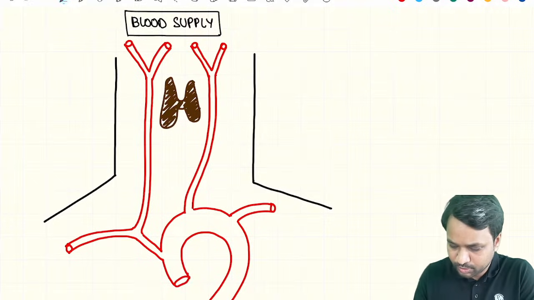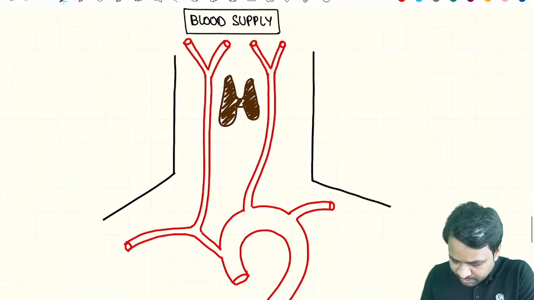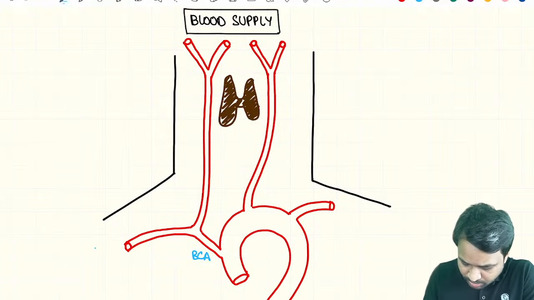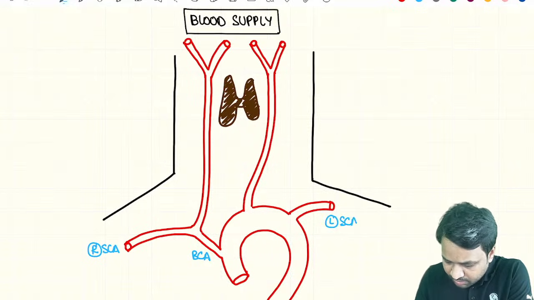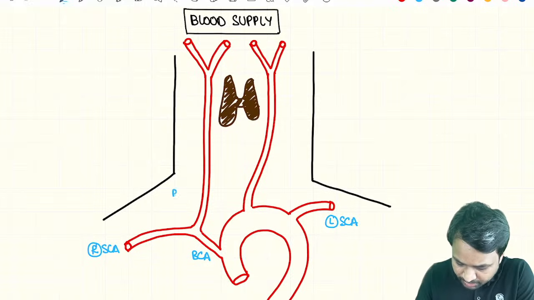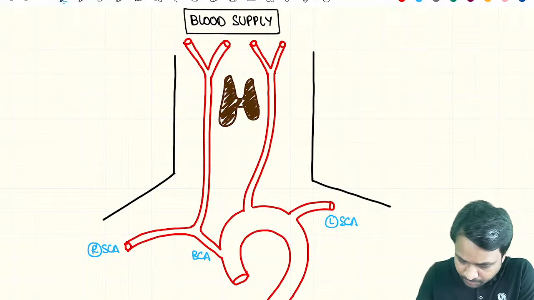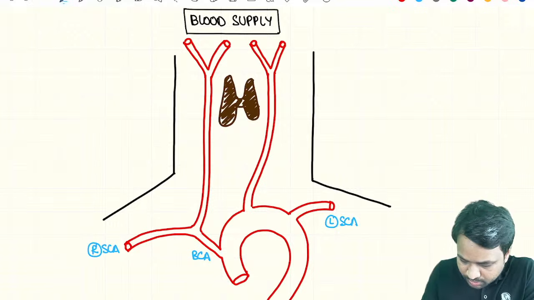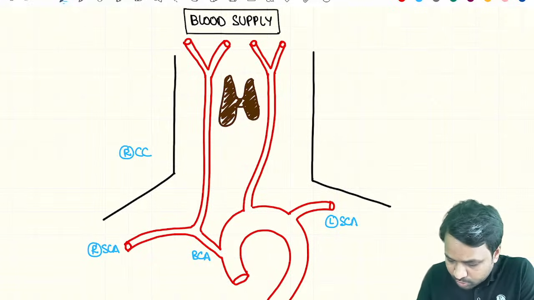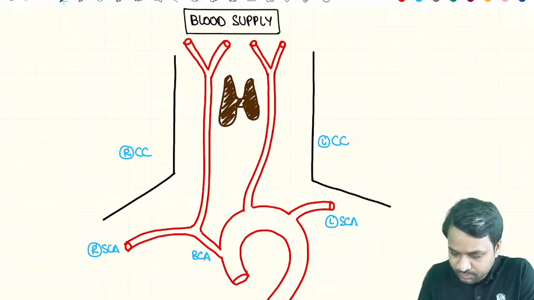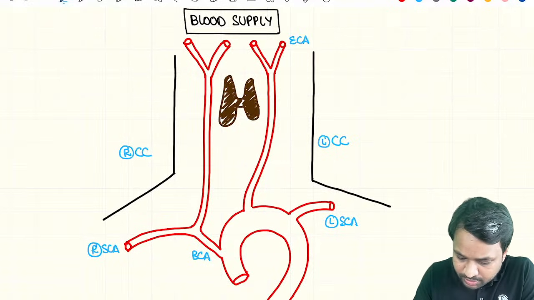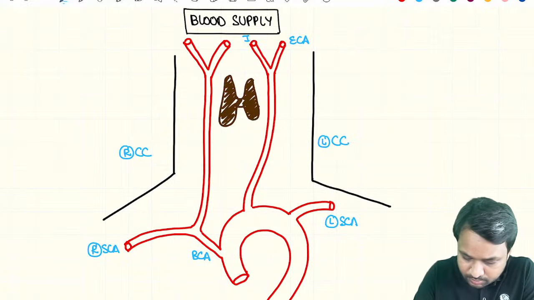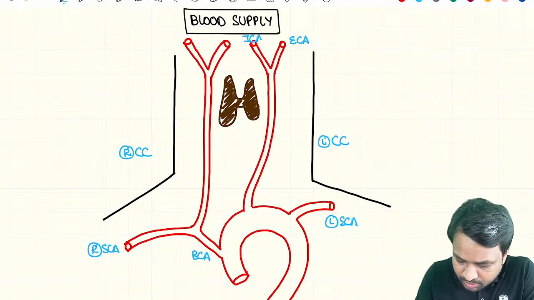Just for the sake of understanding, I'm just going to label it also. This is the brachiocephalic artery. This happens to be the right subclavian artery. This happens to be your left subclavian artery. This is your right common carotid. I'll just put it here because I don't want to disturb the diagram, and this is your left common carotid. This is your external carotid artery. This happens to be your internal carotid artery.